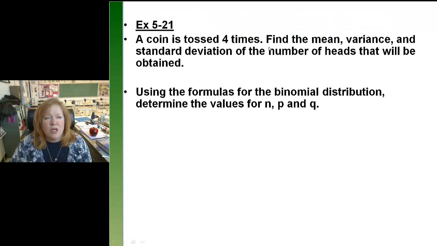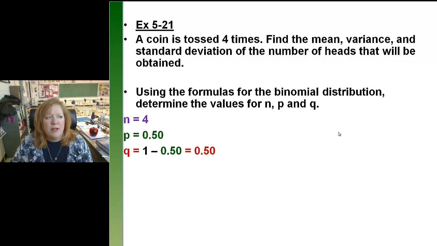Here it is. A coin is tossed 4 times. Find the mean, variance, and standard deviation of the number of heads that will be obtained. Using the formulas for the binomial distribution, you need n, p, and q. So n is the number of trials, 4. p is the probability of getting heads, so that's 1/2. And q would be 1 minus p, which is 1/2. So n is 4, p is 0.5, and q is 0.5.